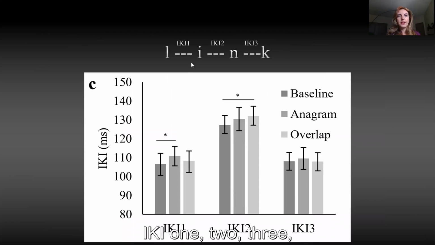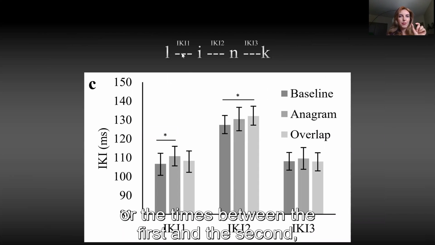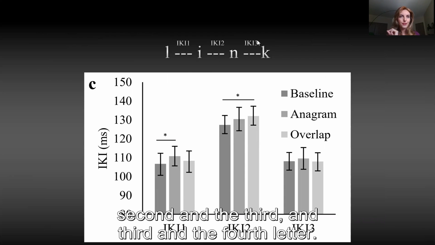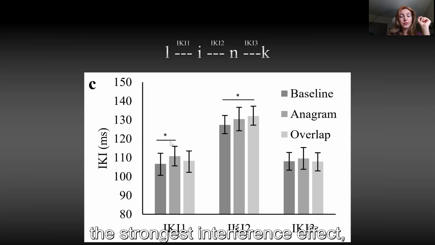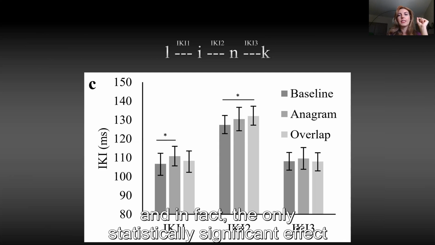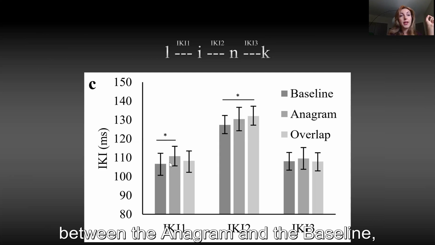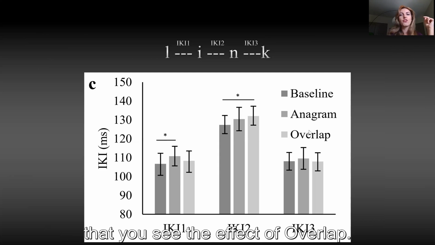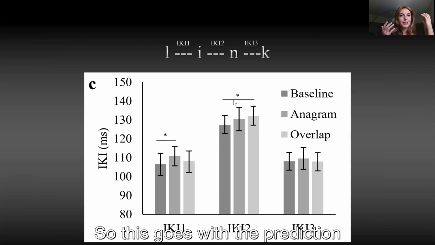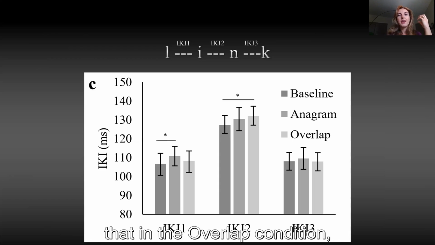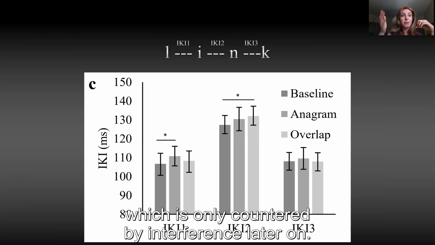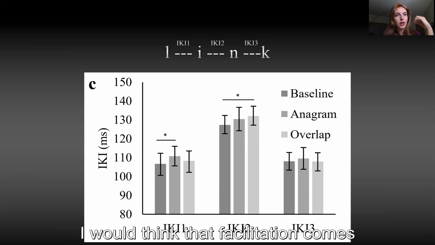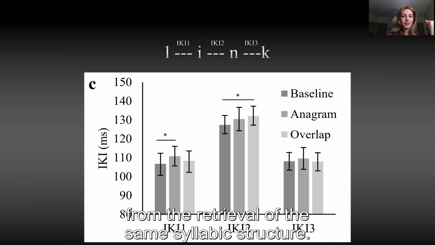So in a word like link, IKI 1, 2, 3 are the times between the first and the second, the second and the third, and the third and the fourth letter. This is what you see here. And as you can see in the IKIs, the first IKI shows the strongest interference effect, and in fact, the only statistically significant effect between the anagram and the baseline, and it's only on the second IKI that you see the effect of overlap. So this goes with the prediction that in the overlap condition, you have some facilitation in the beginning, which is only countered by interference later on. And we think that facilitation comes from the retrieval of the same syllabic structure.